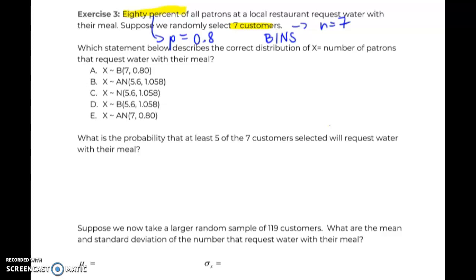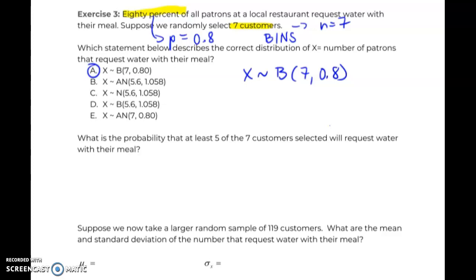So which statement below describes the correct distribution? Well, we just went through it and we said that X follows a binomial distribution, and our 2 parameters that describe it are N and P, where N is equal to 7 and P is 0.8. So we have our first option over here for the binomial distribution.